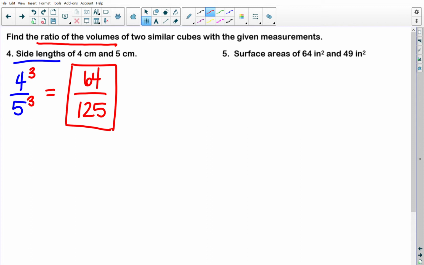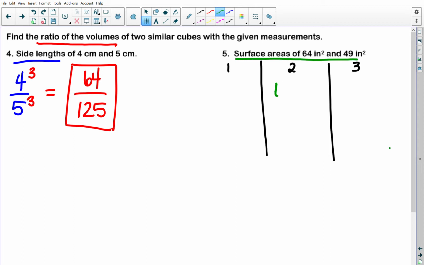Now number 5 is a little bit more complicated. I'm actually going to draw a chart for this. So 1, 2, and 3, and I'm going to talk about what each of those means. So each of those numbers represents the degree I'm looking at. And I am starting with a second degree ratio. So I have 64 over 49. And ultimately, I want the ratio of the volumes, which is a third degree ratio.